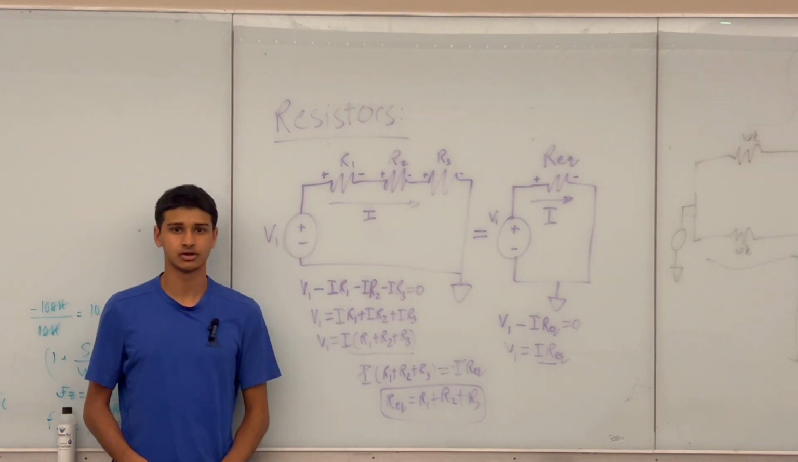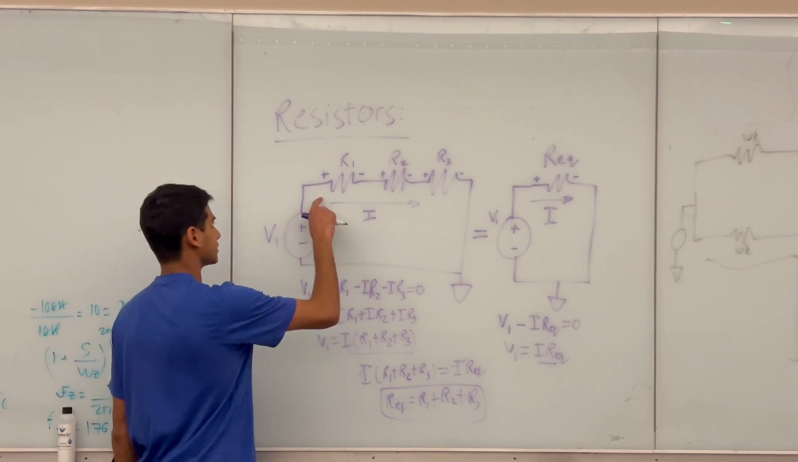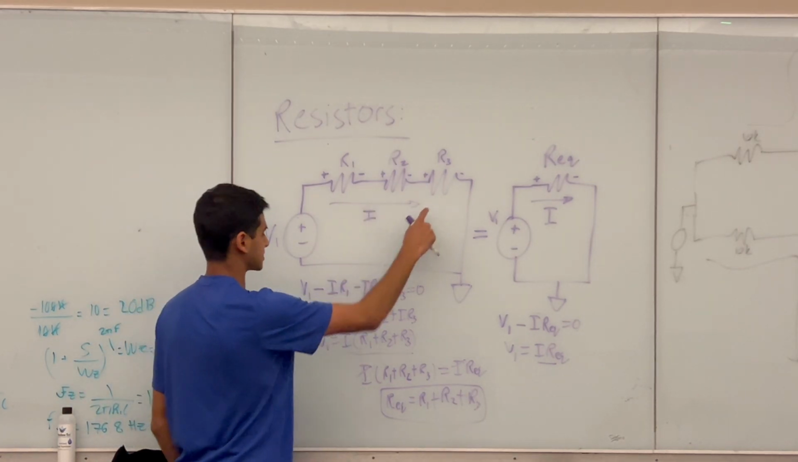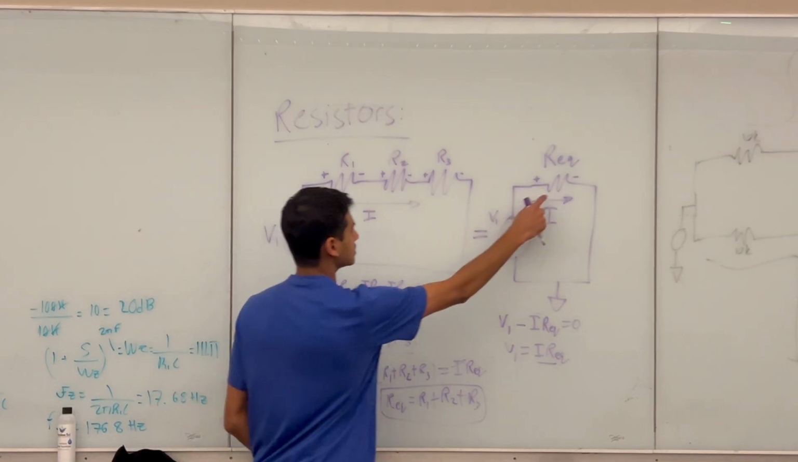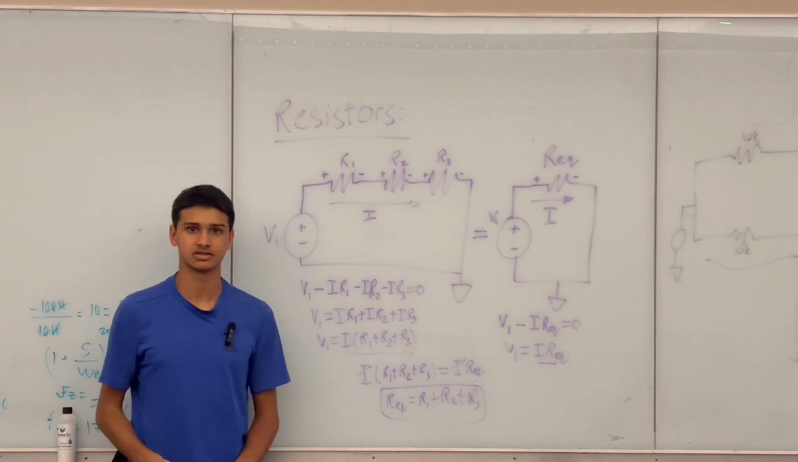And so all this result shows you is that when you have a bunch of series resistors, meaning that the current going through each resistor is the exact same, you can simplify them to one resistor that's just the sum of all of the resistors.